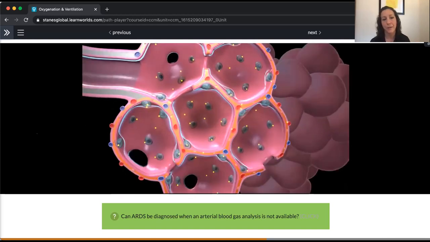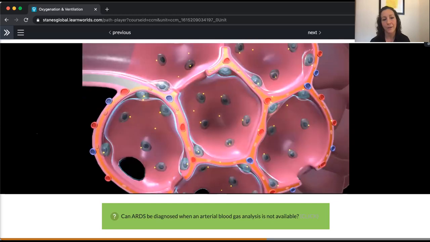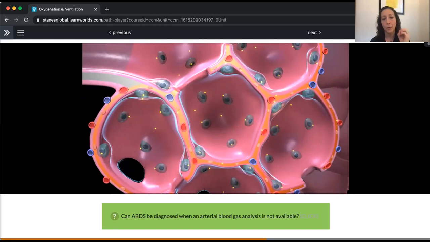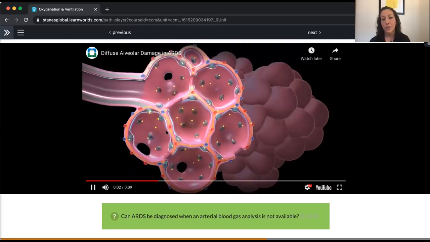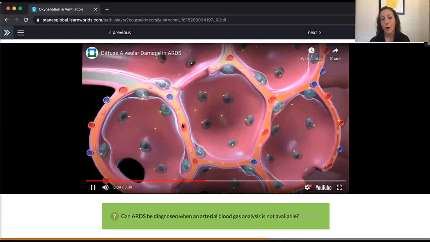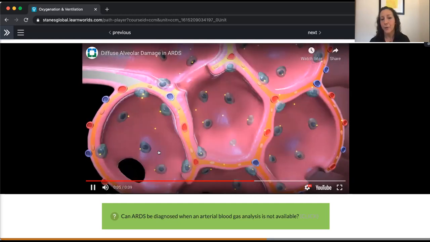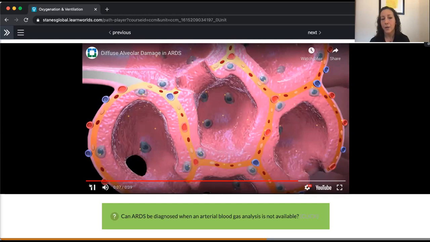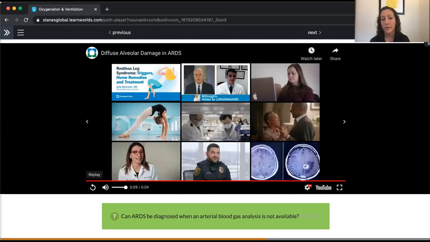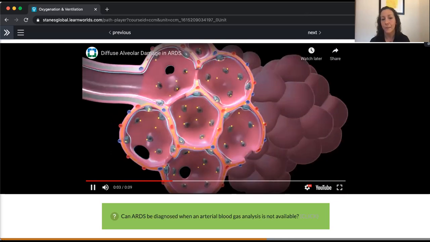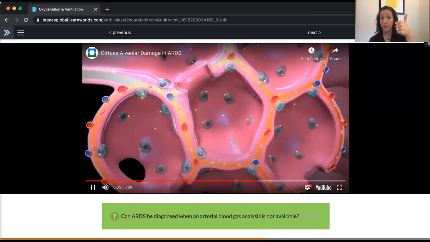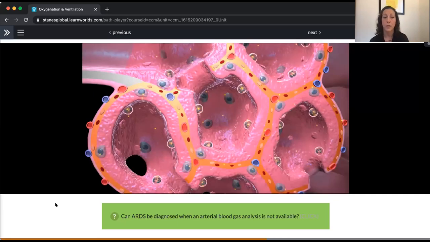So now we have inflammation, edema, and look at how, I'm gonna play it again. Look at how swollen this gets. So now oxygen has to go very, very far and can't reach that. So you have hypoxemia because of that. You have fluid filled alveolus too. So sometimes the oxygen doesn't even get into the alveolus because it's filled with fluid. So this is a diffusion problem of hypoxemia. Remember we talked about that.